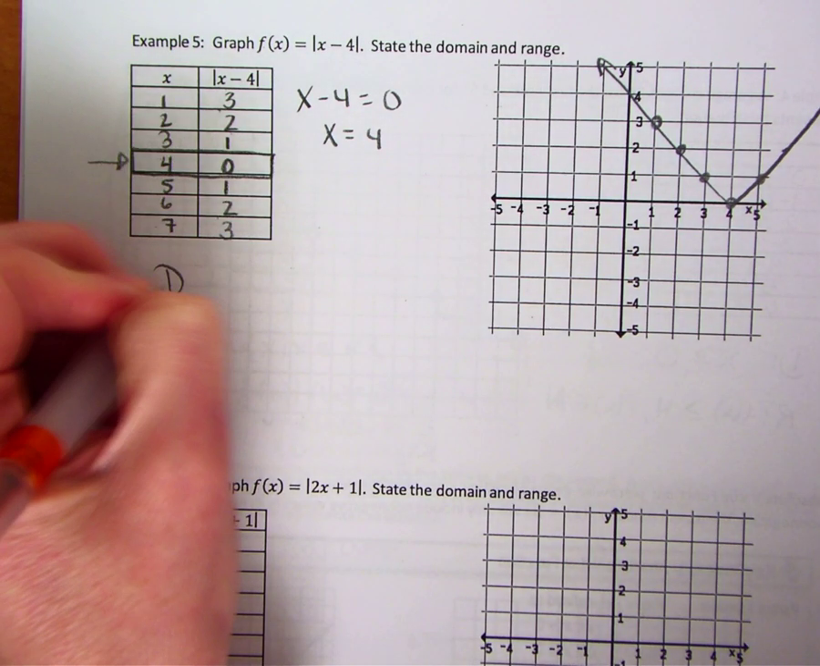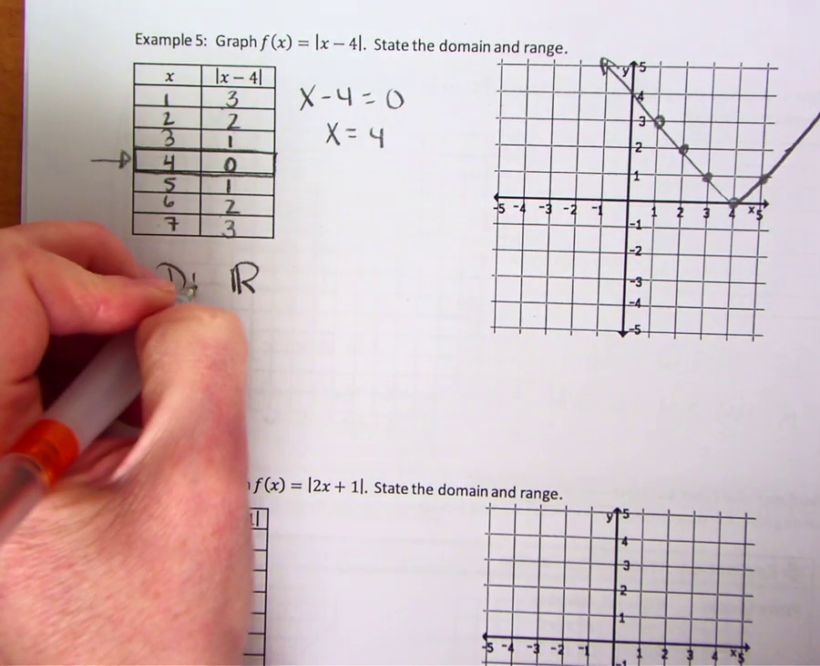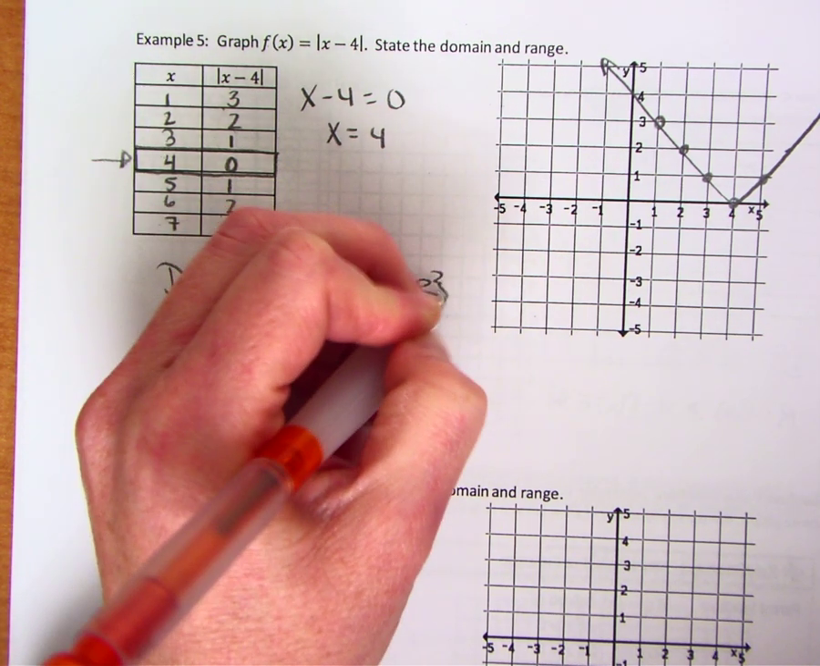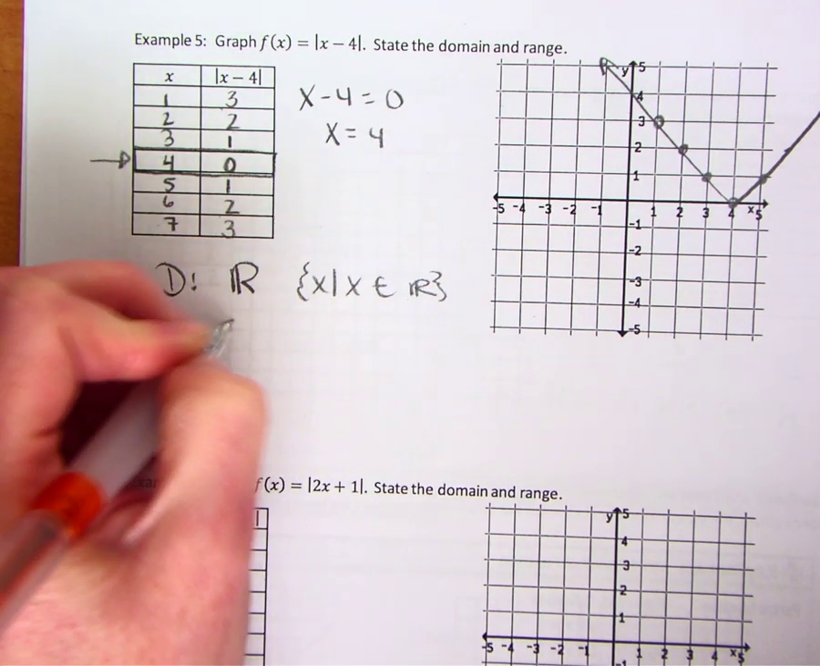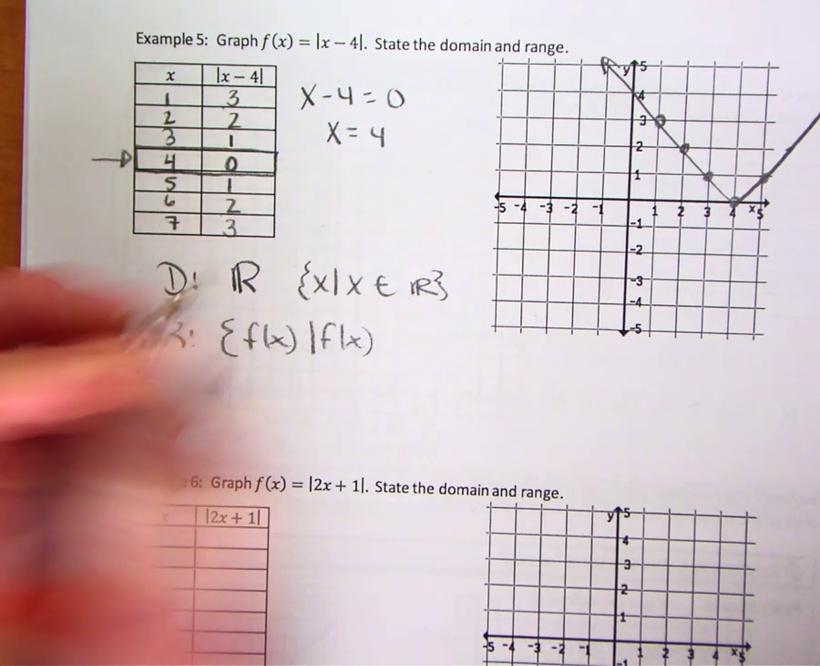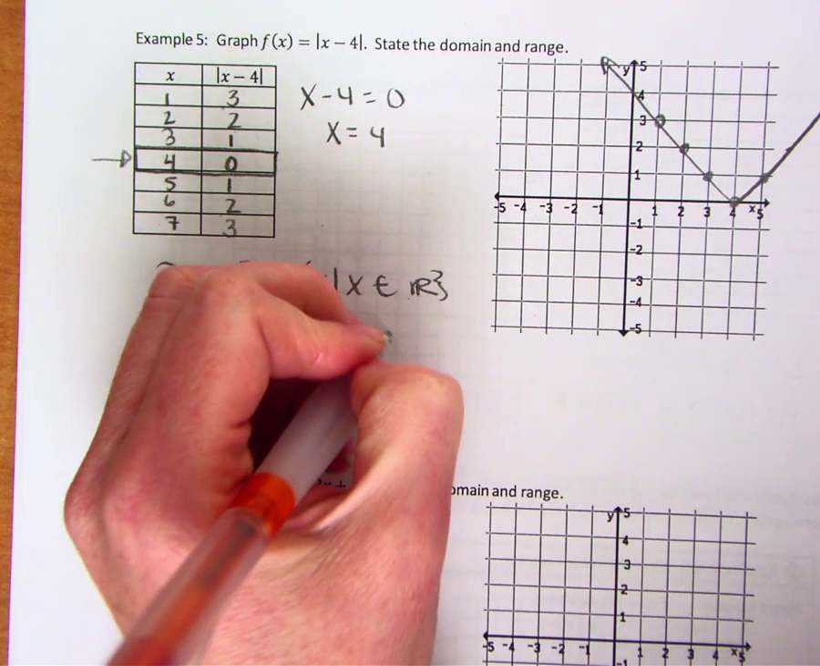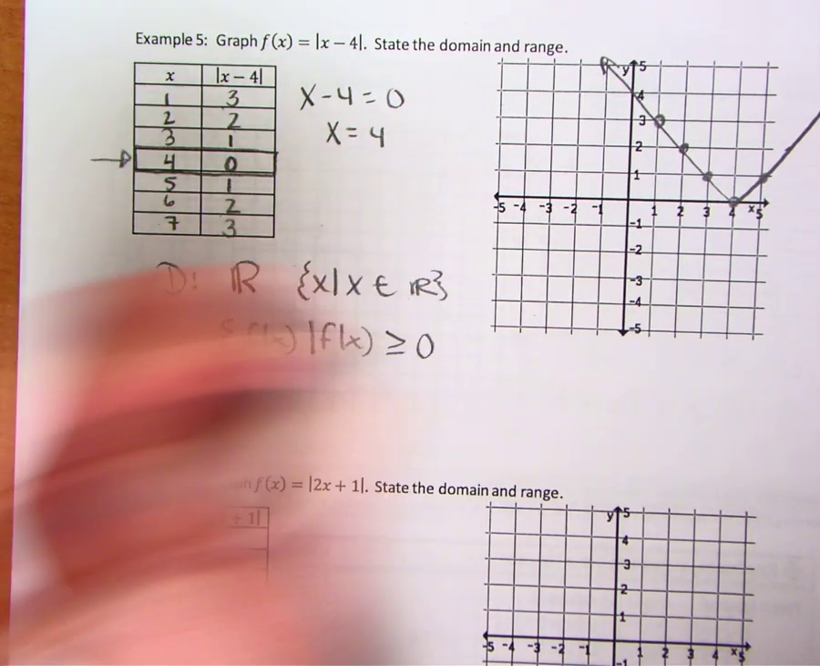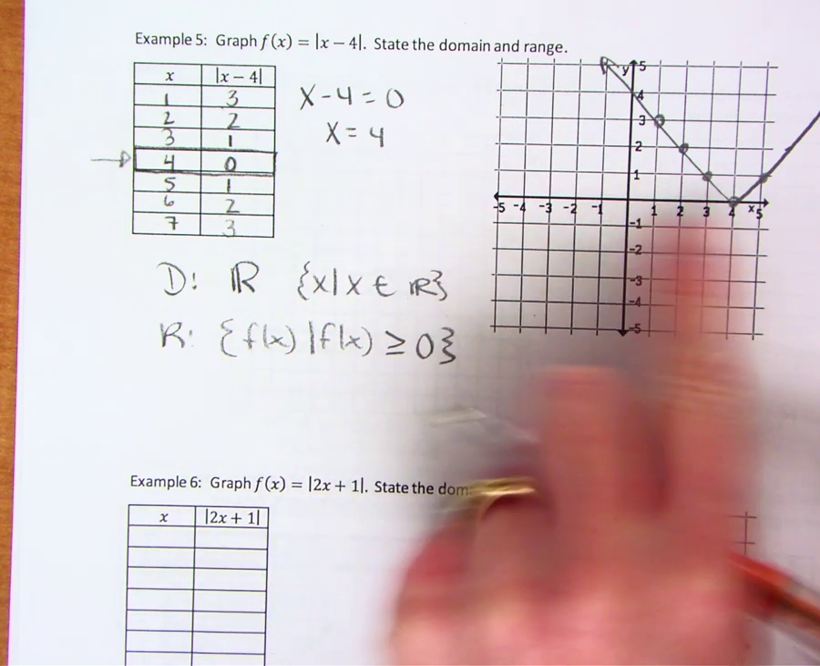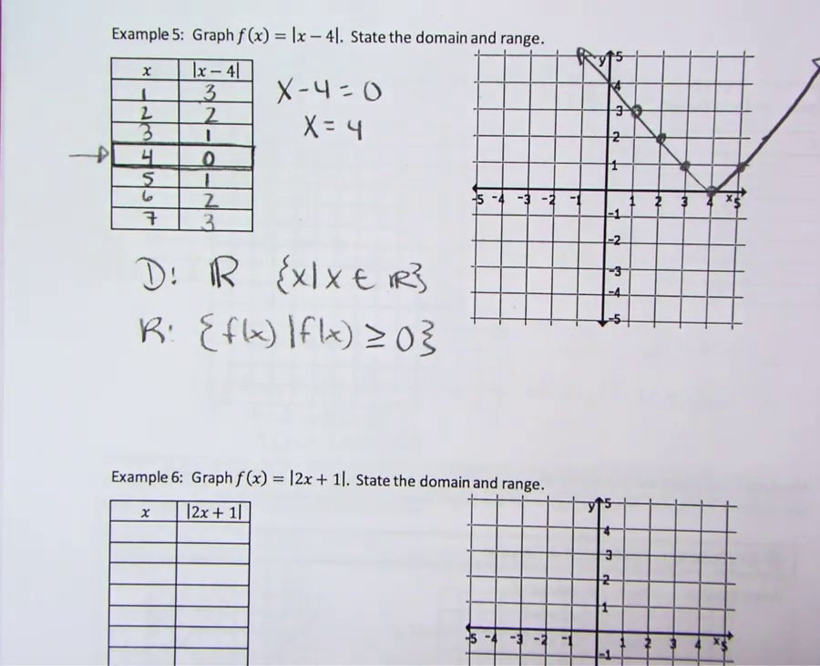Okay, the domain is going to be all real numbers. We can write that as x such that x is an element of the set of all real numbers, and the range is f of x such that f of x is, if you look at this, the lowest point is 0, so greater than or equal to 0. And this implies that the range is all real numbers greater than or equal to 0. So that's how you figure that out.